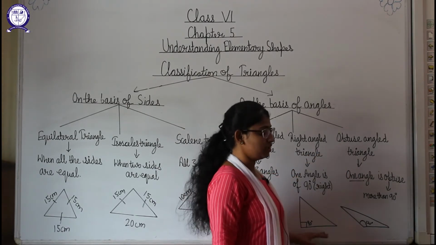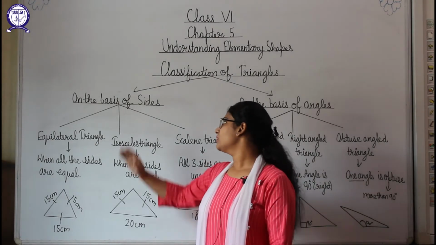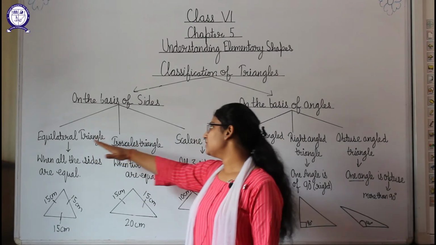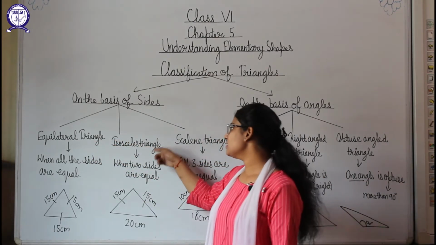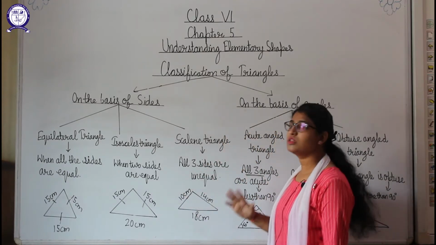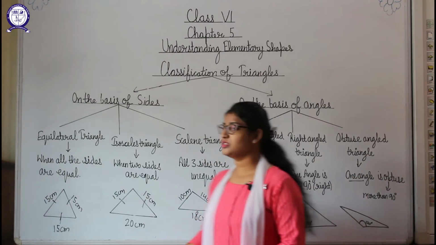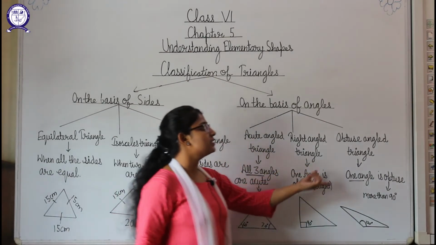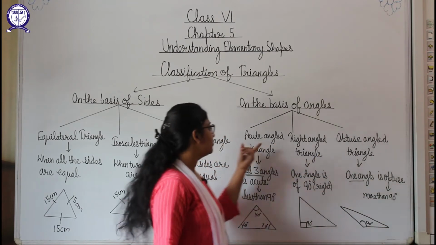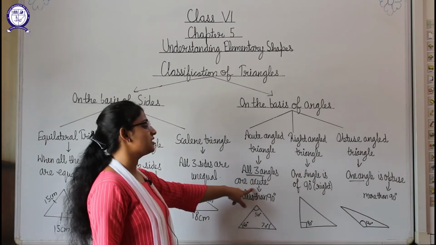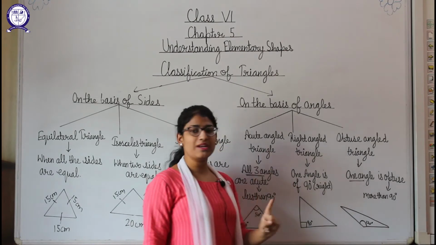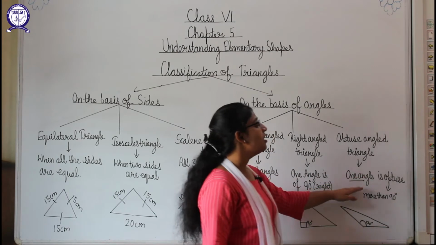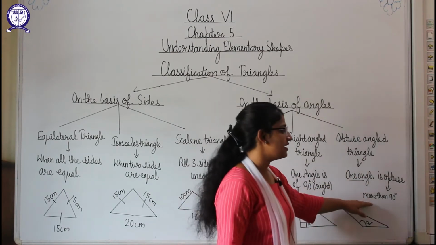Okay students, so here on the basis of sides and on the basis of angles, three triangles are classified. Equilateral triangle when all the sides are equal, isosceles when 2 sides are equal, and scalene when all the 3 sides are unequal, no side is equal in this. And on the basis of angles, acute angled triangle, right angled triangle and obtuse angled triangle. For the acute angle, all the 3 angles are acute. For the right angle triangle, one angle is right angle, means of 90 degree, and for the obtuse angle, only one angle is of more than 90 degree, means obtuse.